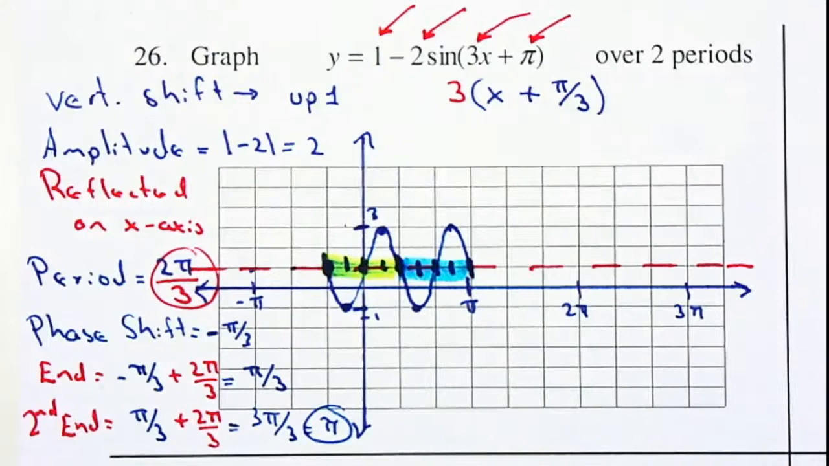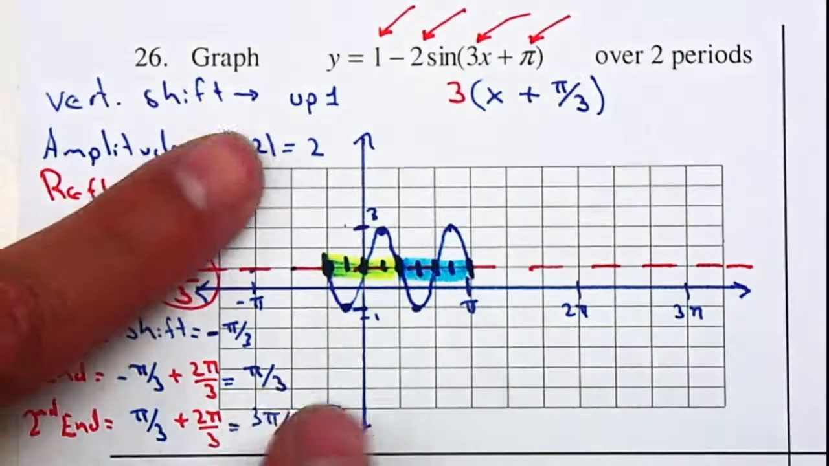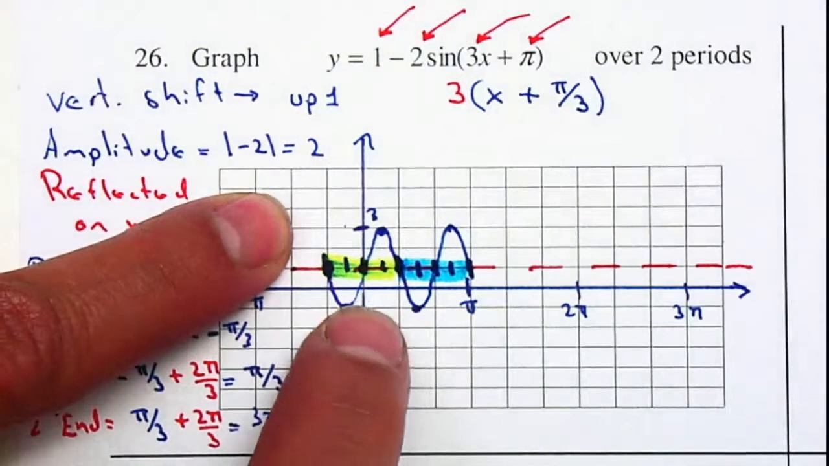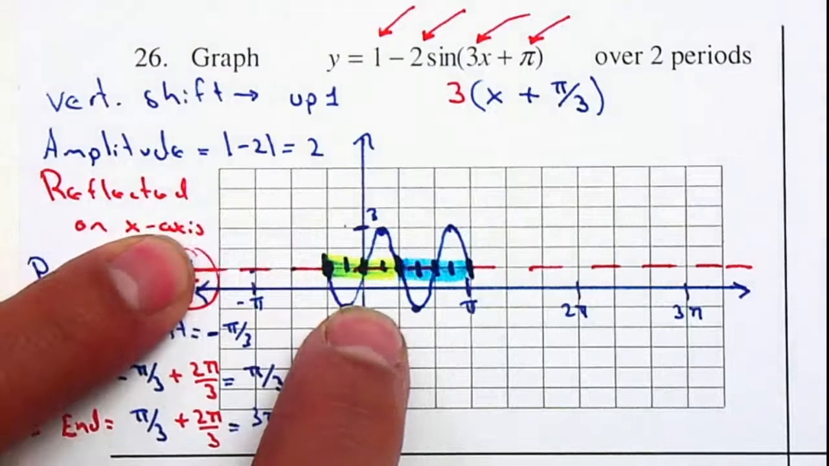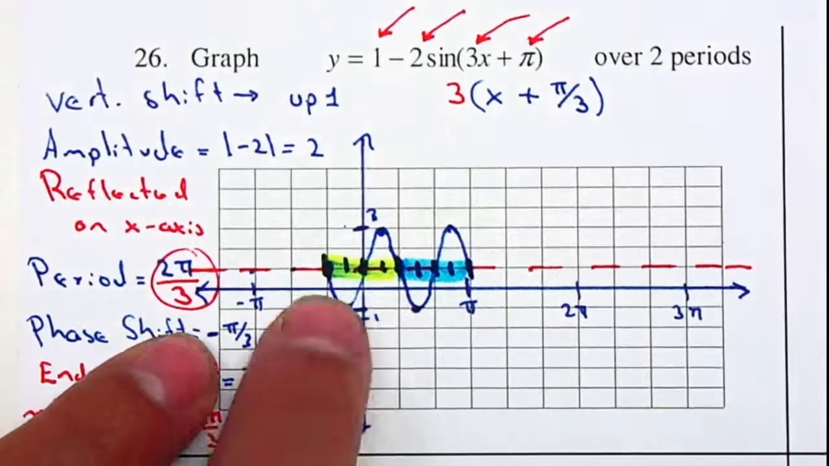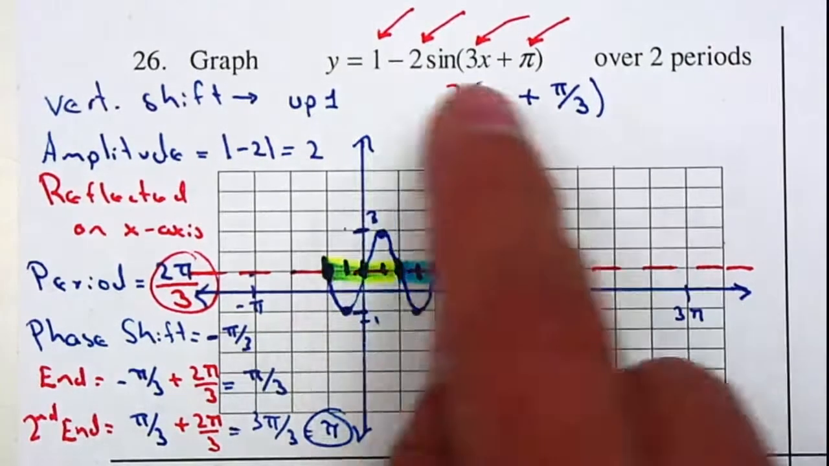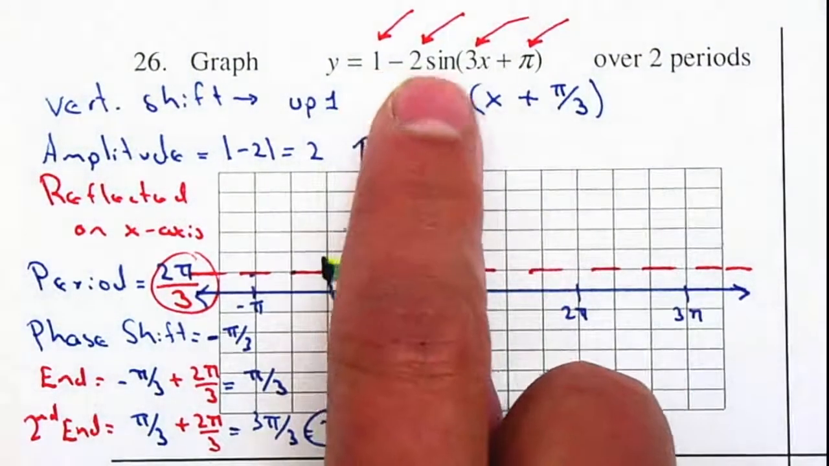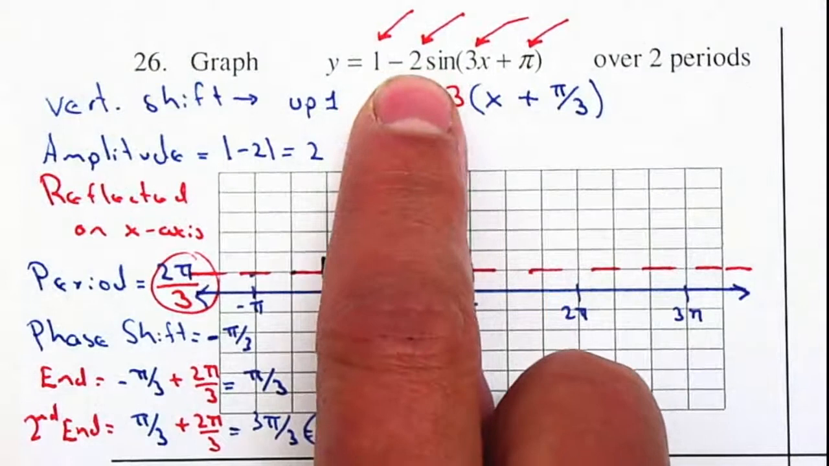So that will conclude. Now, one of the things that I do is I double check. Did I shift it up 1? Yes. Is my amplitude 2? Yes. Did I remember to reflect it? Yes. My period is 2 pi over 3, perfect, and did I shift it to the left? Perfect. So you want to double check, especially if you have many components, you want to make sure that you don't forget, especially your reflection. Some of you guys will forget to reflect it.